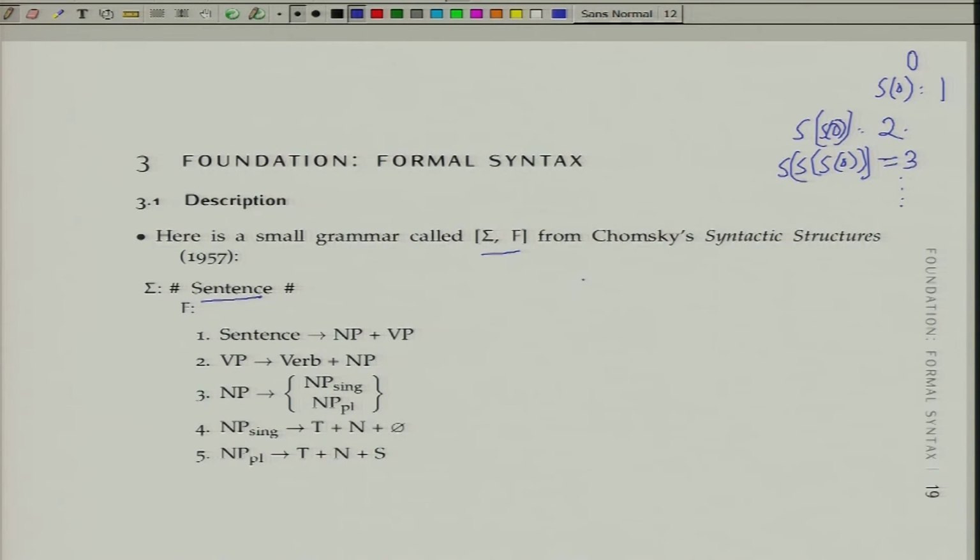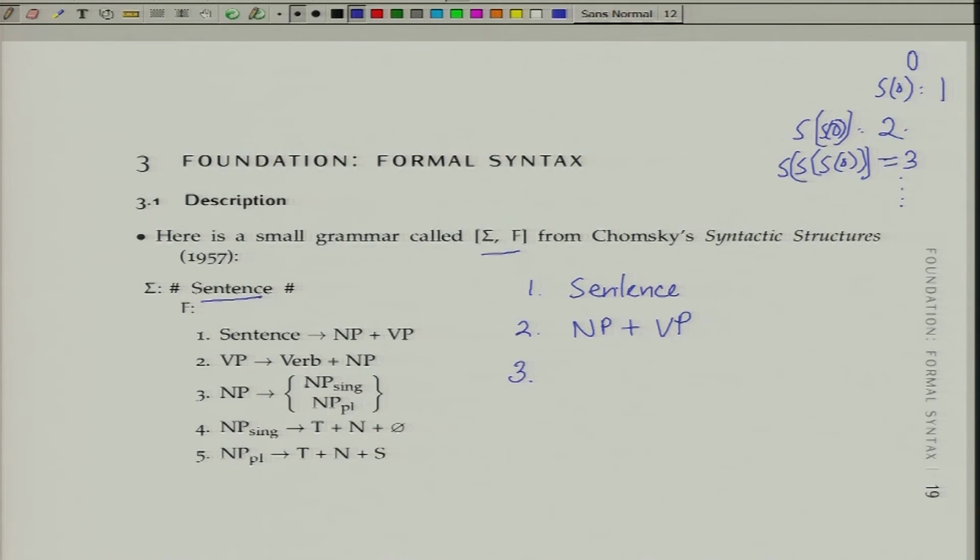So following this, when you look at the rule sentence goes to NP VP, you write it this way. You start with sentence, and then in the next step I rewrite sentence as NP plus VP. This is compulsory because I have no other route. Now NP can be constructed in two different ways.